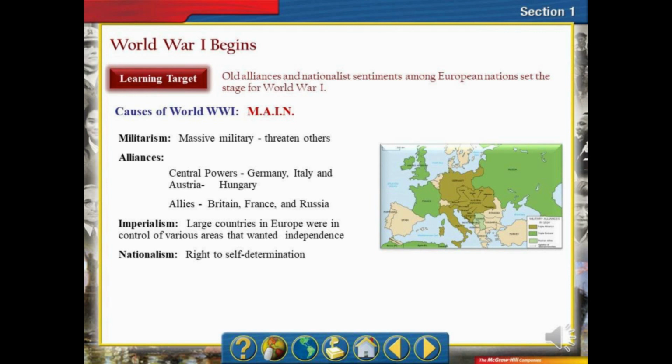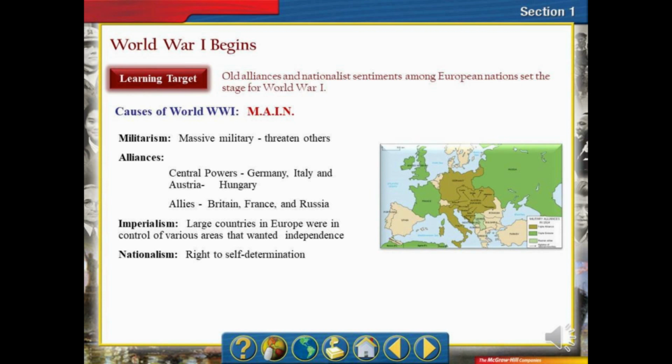The I in MAIN stands for imperialism. And you know this to be when large countries, more powerful countries, take control of other areas for economic and social and political reasons. And so in Europe, there were large countries that were controlling smaller areas within the continent of Europe. And that was another cause of World War I, imperialism.